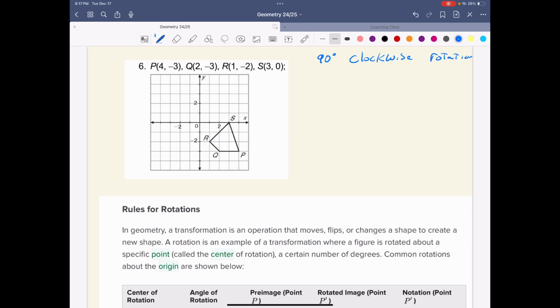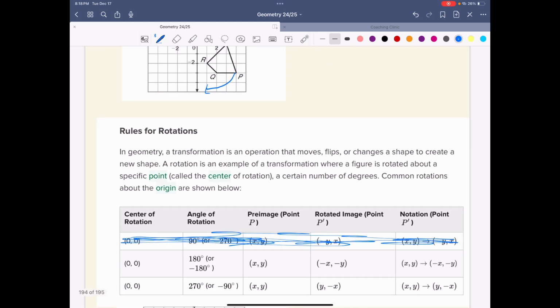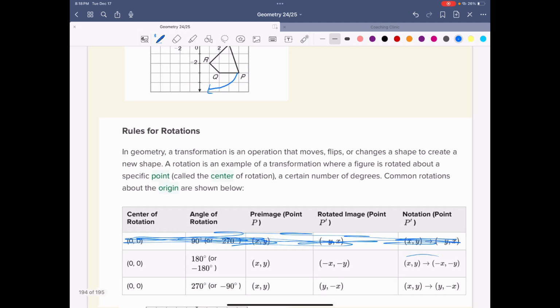So my original P image was (4, -3). We're going to rotate this direction. So we want to figure out what our new coordinates are going to be if we rotate it 90 degrees. So it's going to be P prime. So we said our x and our y values switch spots. So this is going to become, and then the x value, the y value stays the same. So we're looking at this.